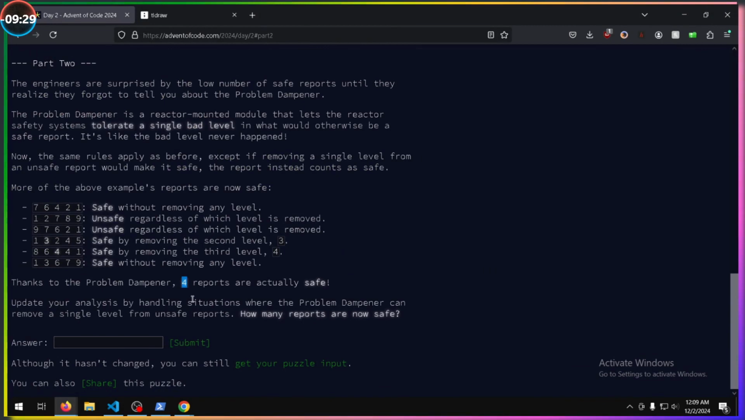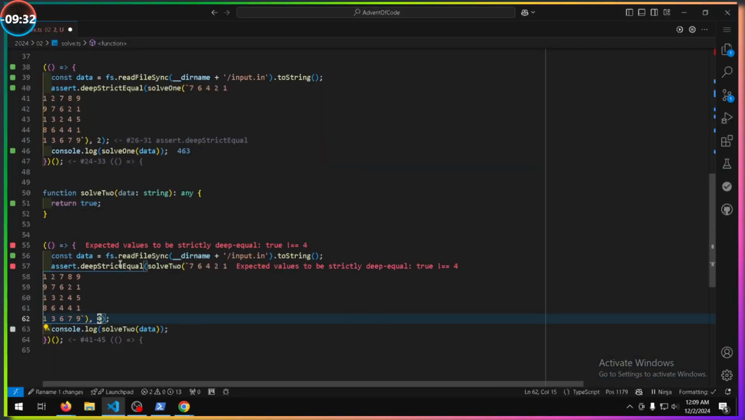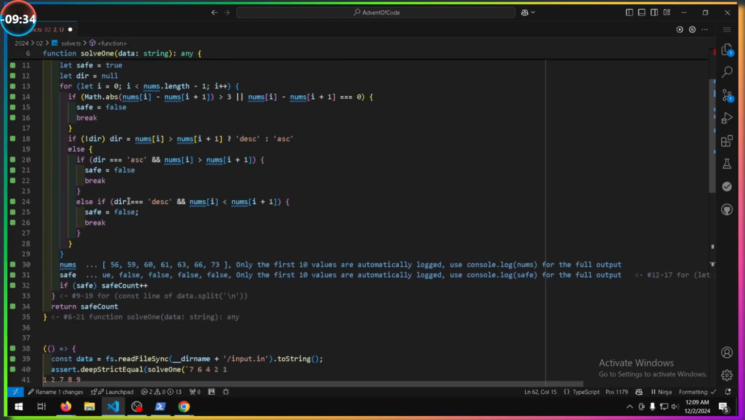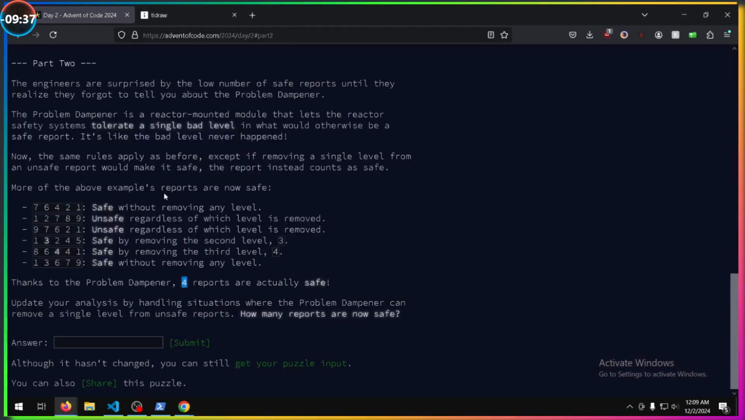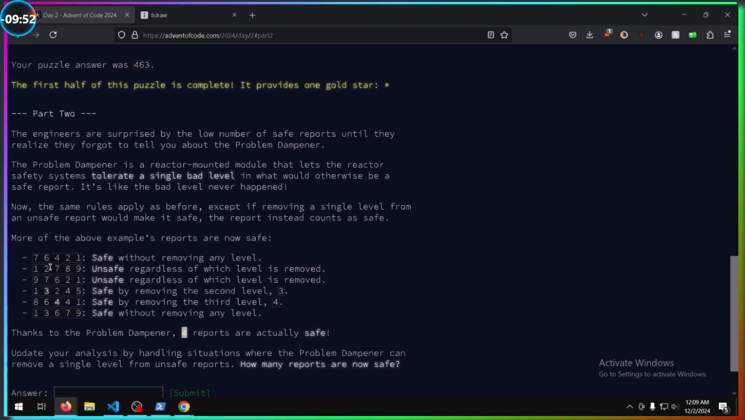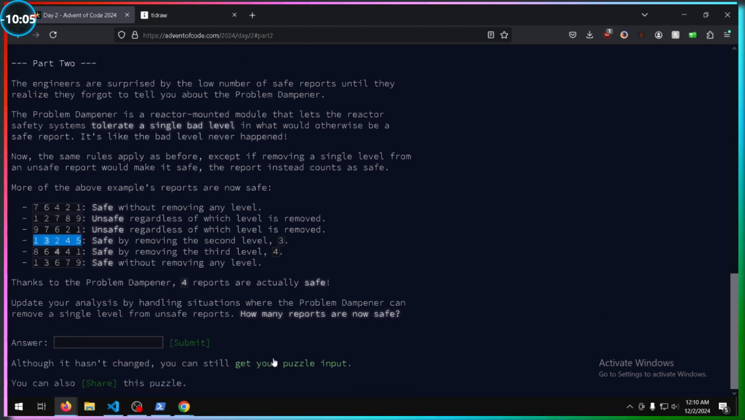Now, 4 reports are safe from removing an arbitrary column. I have to check which arbitrary column, though. Basically, I have to detect which one makes it unsafe. Interesting. Without removing any level, safe. Removing the second level 3. Okay, so basically I go through each one and I'm like, hey, which one of the levels do you need removed to be safe?